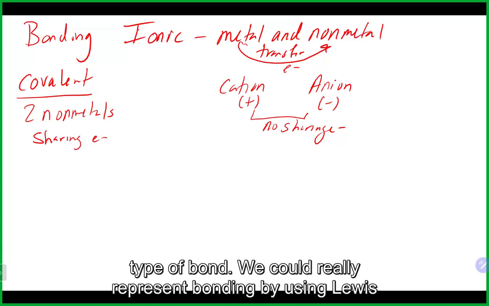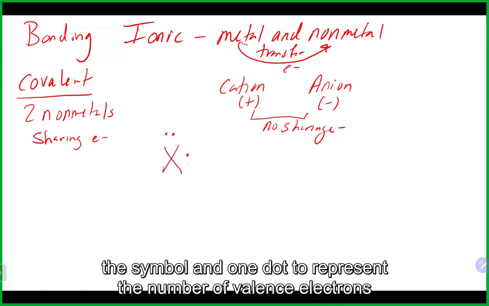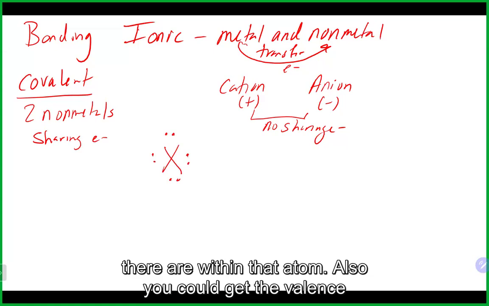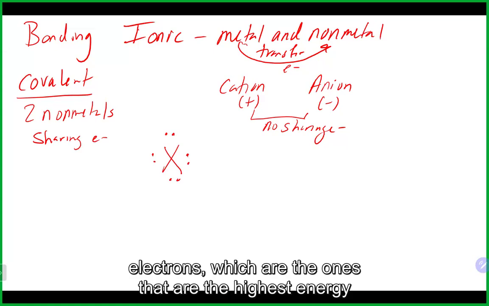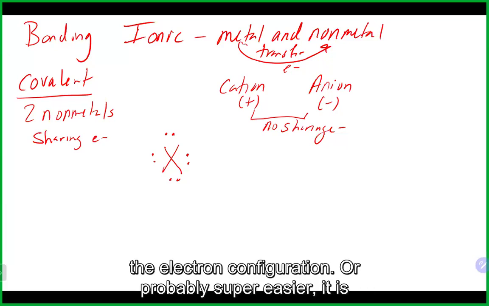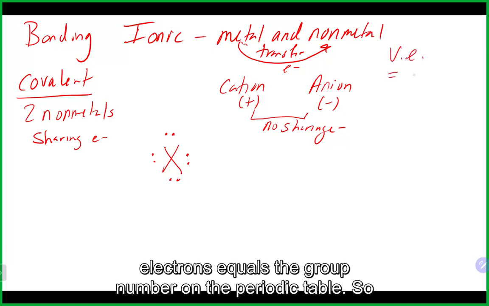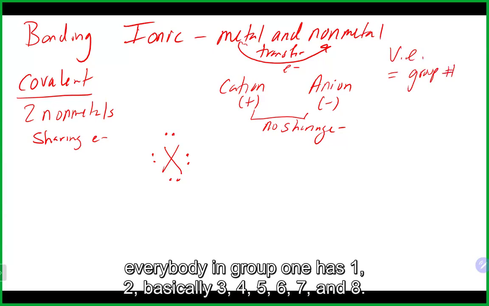We could represent bonding by using Lewis dot symbols or electron dot symbols, which is essentially the symbol and one dot for each valence electron within that atom. Valence electrons are the highest energy electrons, and they're involved in bonding. You could get that from the electron configuration, or probably easier, it is equal to the group number. So remember that the valence electrons equal the group number on the periodic table. So everybody in group one has 1, and then 2, 3, 4, 5, 6, 7, and 8.